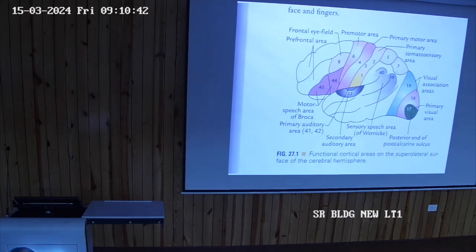Okay. Just anterior to this, that is the prefrontal area. The prefrontal area includes the area number 9, 10, 11 and 12. This area, the prefrontal area, is connecting with the limbic system.